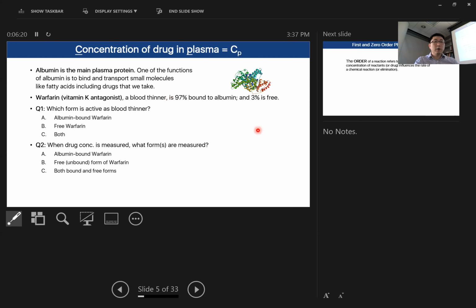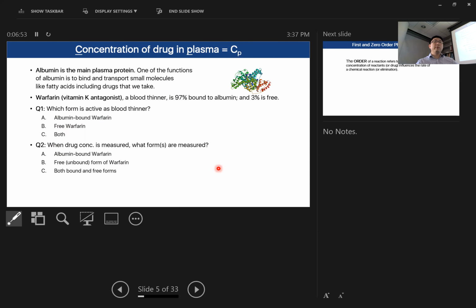One question, right? We can get the drug from the plasma, but there's tons of albumin protein in the blood, at very high concentration. So which form is the active drug? Is it the albumin-bound form, free drug, or both? Free, right? I think you guys should know this. This is the so-called free drug hypothesis, which we'll talk about later.